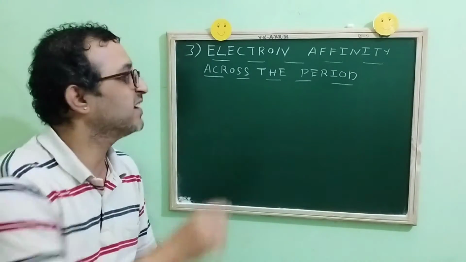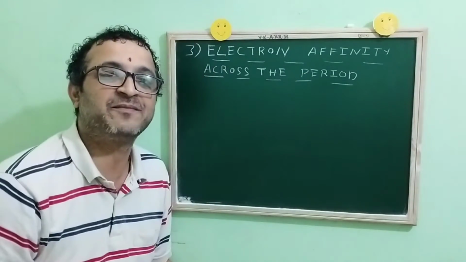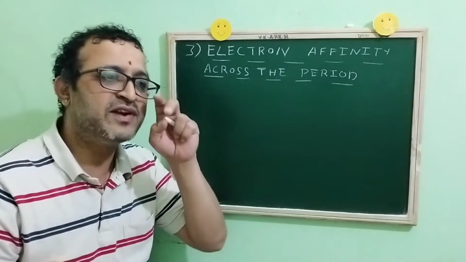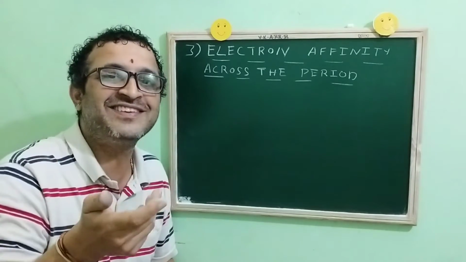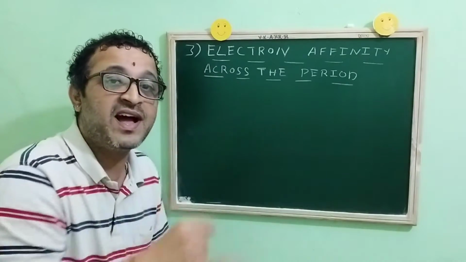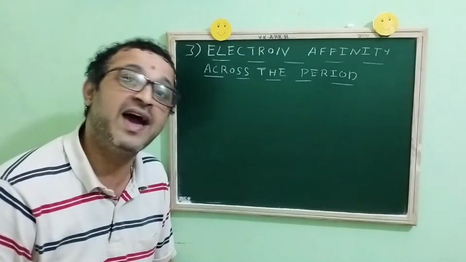Children, today's topic is the variation of electron affinity across the period. Now, a quick recall. What is electron affinity? Electron affinity is the amount of energy released when an electron is added to the outermost shell of an isolated neutral gaseous atom to form an anion.